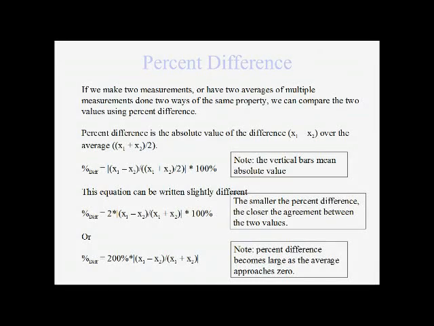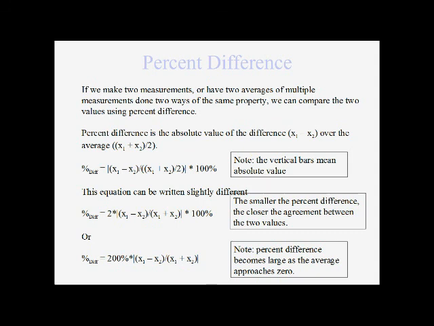Now, some things that we will probably use in lab: percent difference. If we make two measurements and we want to check how close they are, we can do that by percent difference. The difference is one value subtracting the other value. Then we divide the difference by the average, so it's difference divided by average, and then times 100%.